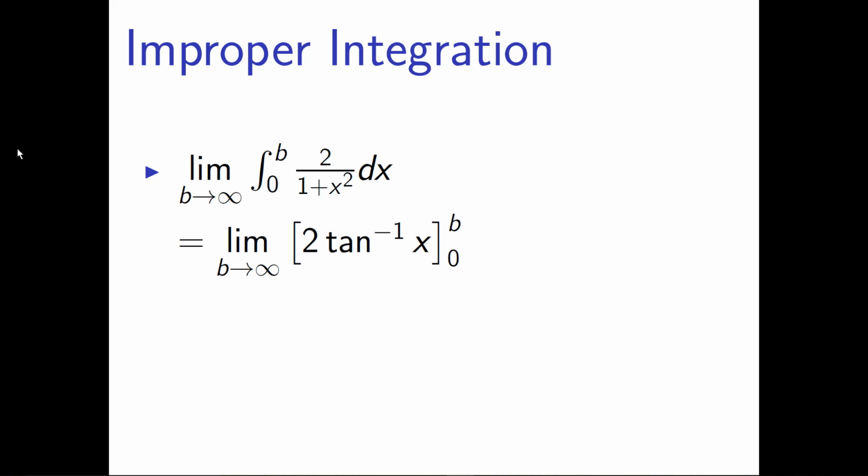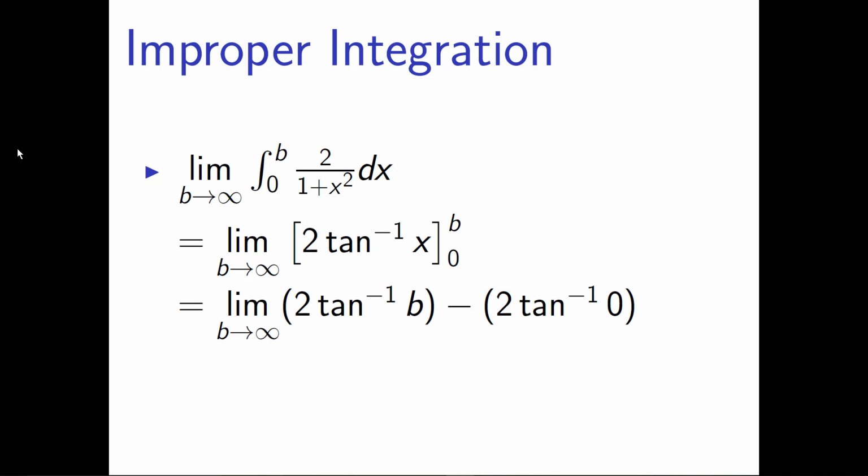We integrate this. The integral of 1 over 1 plus x squared is arctan of x, and the 2 just multiplies it by 2. So we get 2 arctan x, between the bounds b and 0. We plug in the b, we plug in the 0, and think about what each of these values is. I'll take the right hand one because that's easier, that's actually just 0. Tan of 0 is 0, so arctan of 0 is also 0.